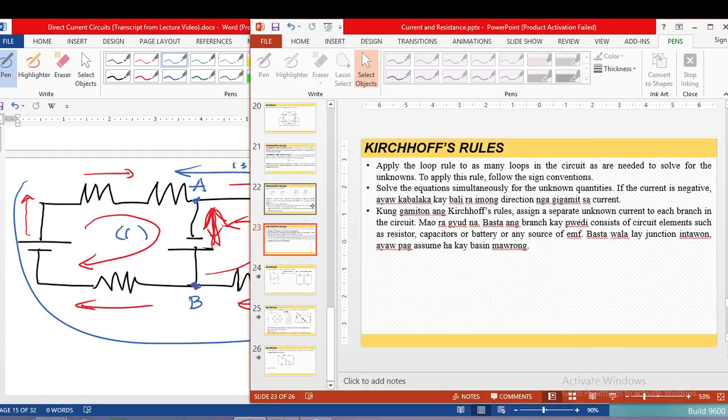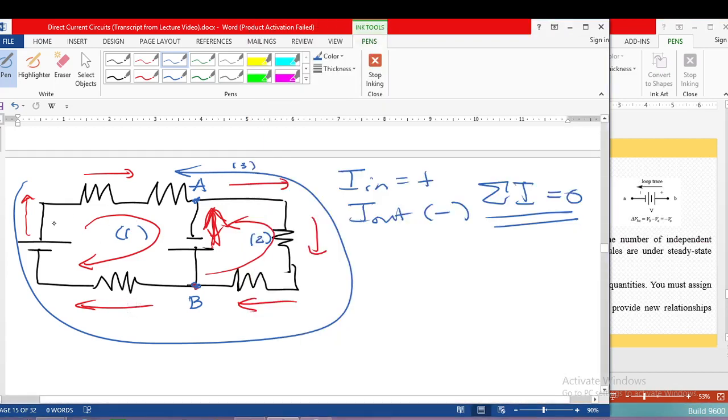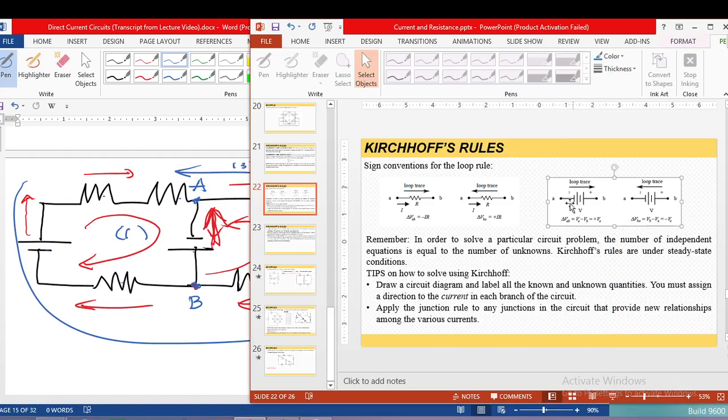Kung pag-add nimo sa mga voltages across this loop, we have to add voltage ani, voltage ani, voltage ani, voltage ani, voltage ani for this loop lang, loop 1. So you have to take note kung unsa tong mga sign convention nila. Okay? So you have to take note kung battery always lang sa loop. Pero kung sa resistor, circuit element like resistor, you have to take note of the direction of the current.